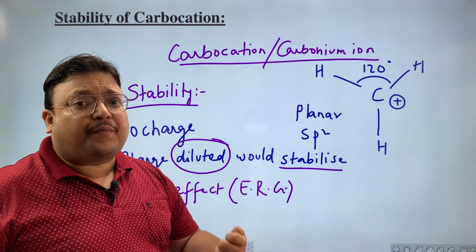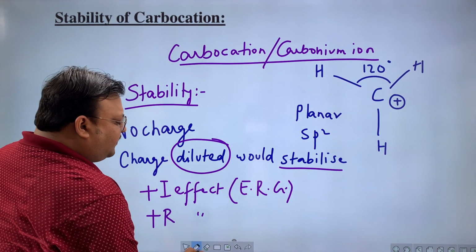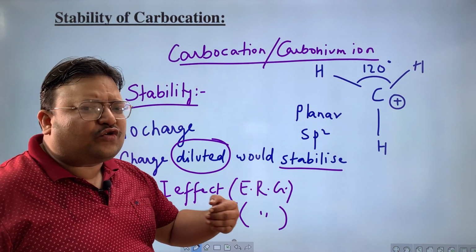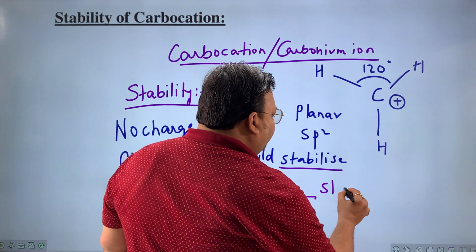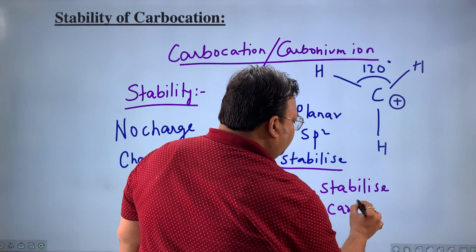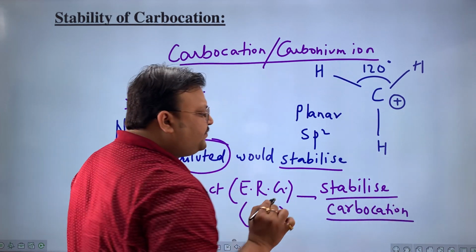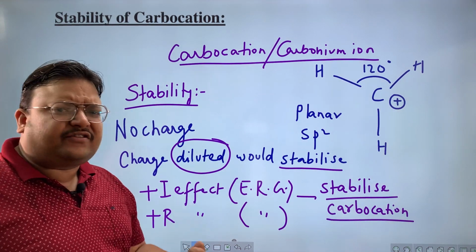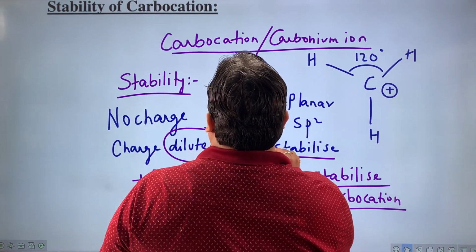Resonance is more prominent than inductive effect. So plus R or plus M effect, which is again an electron repelling effect, plus I, plus R, which is electron repelling effect, would stabilize the carbocation. We'll see how. First of all, if there is no charge, that's ideal, and if there is charge, I repeat, all factors which will dilute that charge, which will decrease that charge, would stabilize the species. Now let's see the types of carbocation.